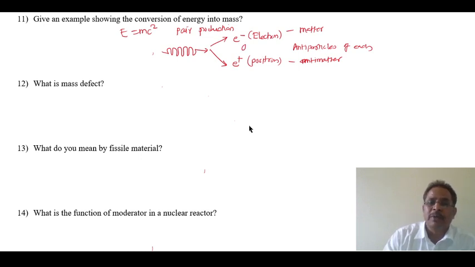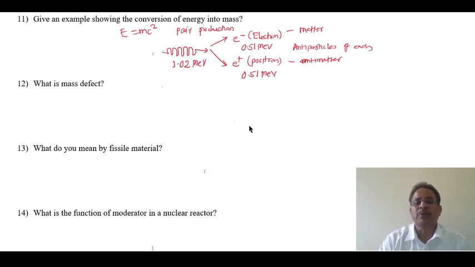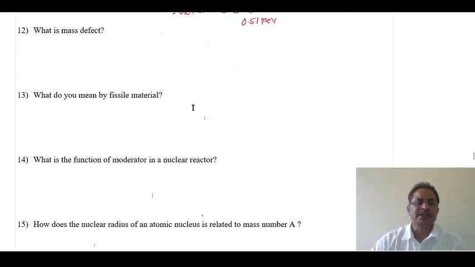If I know their energy, in this case the energy equivalent is 0.51 MeV, exactly equal for both, having the same mass. So I can understand that at least a 1.02 MeV photon is needed to create one electron and one positron. So this is the conversion of energy into mass, and conversion of mass into energy is also known to you, and that is also related to the next question number 12, that is the mass defect.